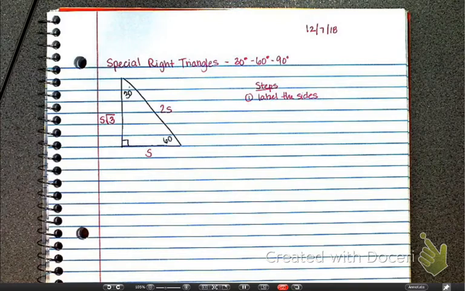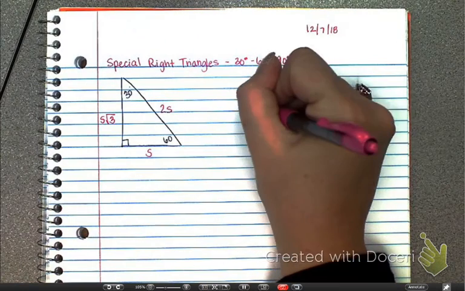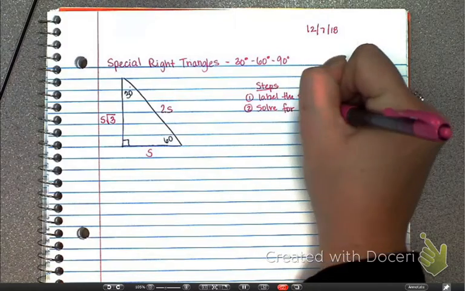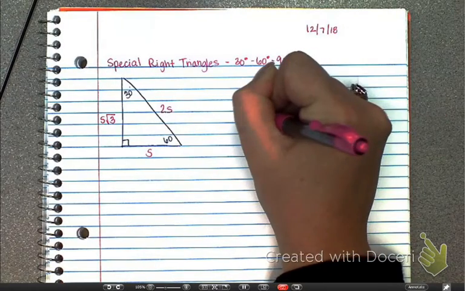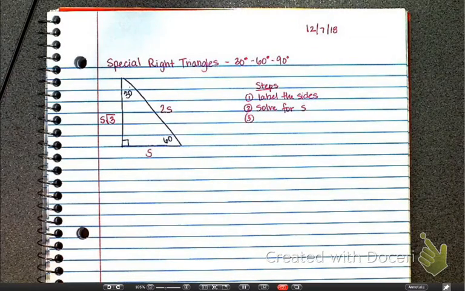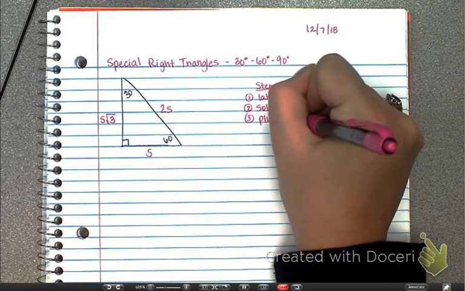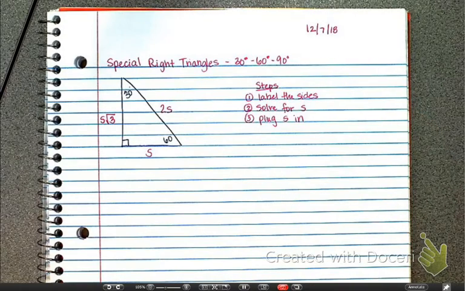What was step 2? Solve for S. And what was step 3? Plug S in. Okay, same steps from yesterday. The only difference is how we are labeling our triangle.